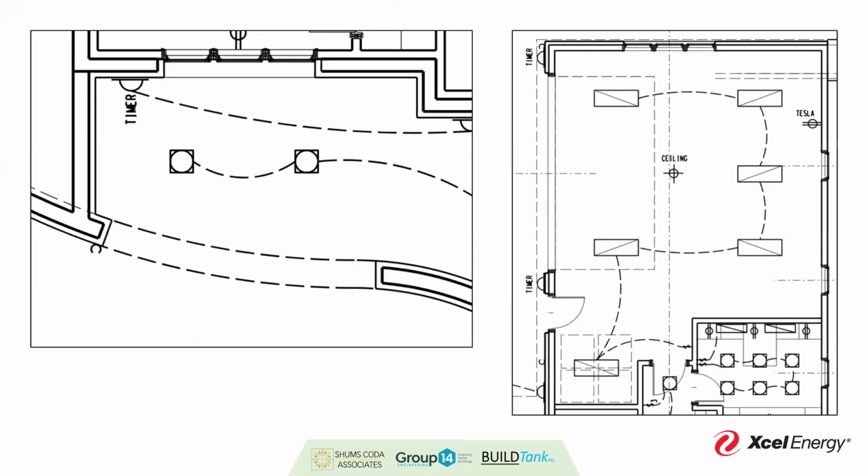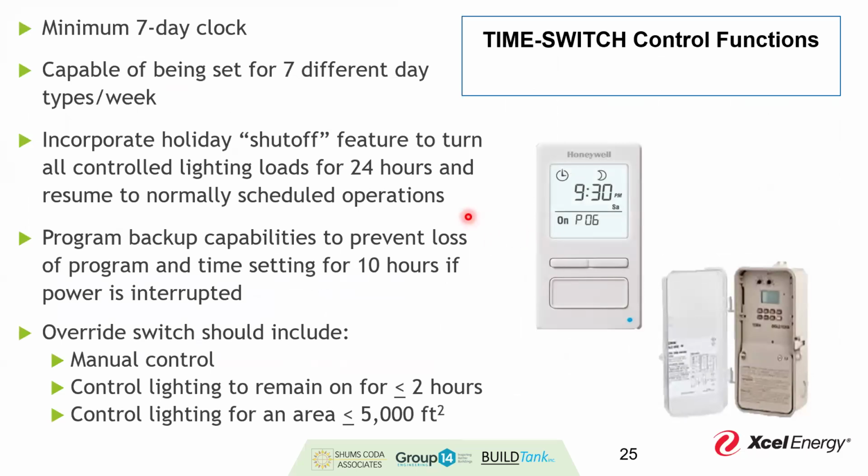So what would this look like on a set of plans, right? Well, we might have multiple here. We might have an exterior light, say, on a timer over here. Here we have a timer. Here we have a timer identified on our plans as well. And those controls might look a little something like this, right?